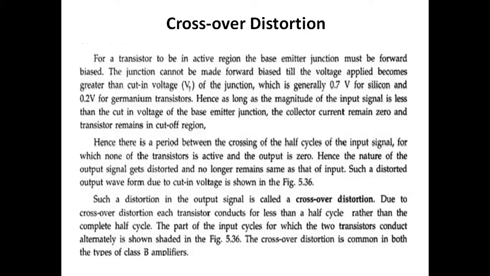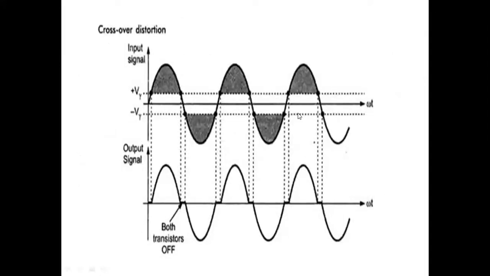Hence there is a period between the crossing of the half cycles of the input signal when none of the transistors is active and the output is zero. Hence the output signal gets distorted and no longer remains the same as the input signal. Such distortion is called crossover distortion.